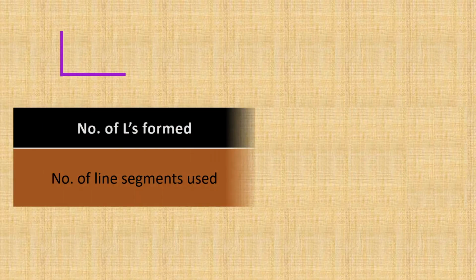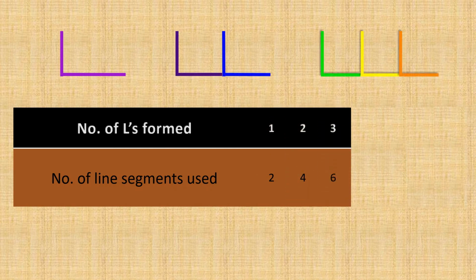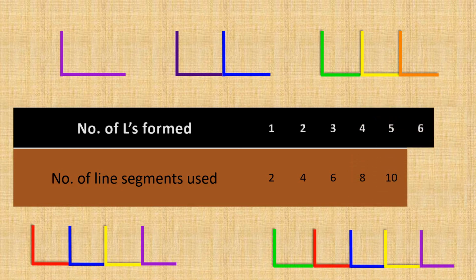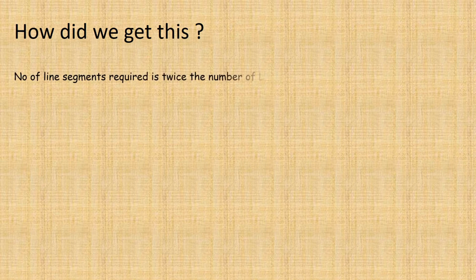Observe this pattern formed by two line segments. Can you tell me how many line segments are required to form 6 L's? Try to fill the table. Yes, 12 line segments are required to form 6 L's. 14 line segments are required to form 7 L's. How did you get this? Yes, that's right. Number of line segments required is twice the number of L's formed.